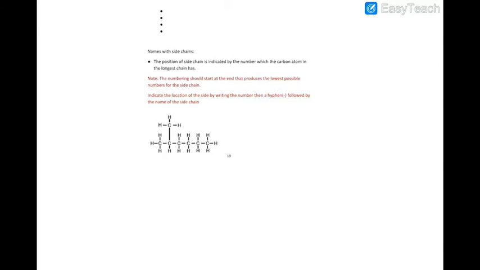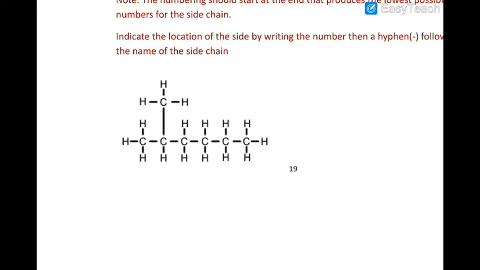Now, the position of the side chain is indicated by the number which the carbon atom on the longest chain has. So, the first step when you're naming a branched chain: when you're naming a branched chain, the first thing you should do is find the longest chain. So, this is the longest chain. It's apparent. So we're going to label the longest chain by using numbers. So 1, 2, 3, 4, 5, 6. So we're labeling the carbon atoms.